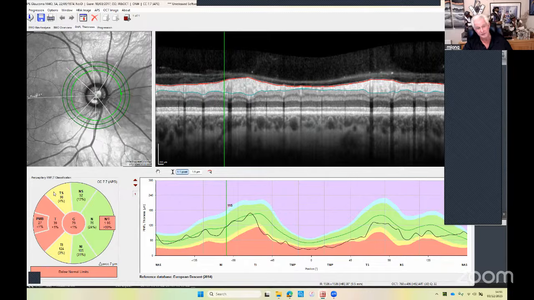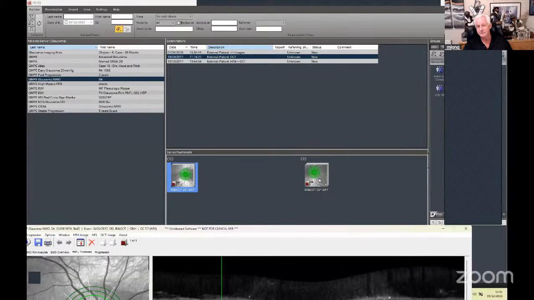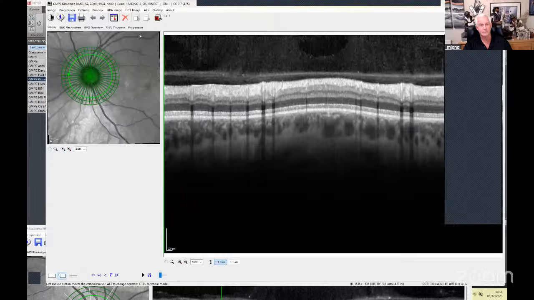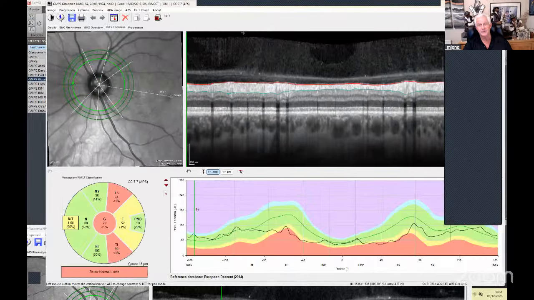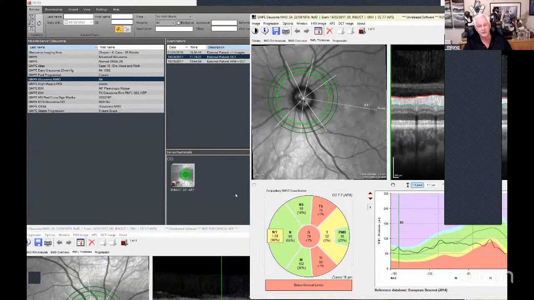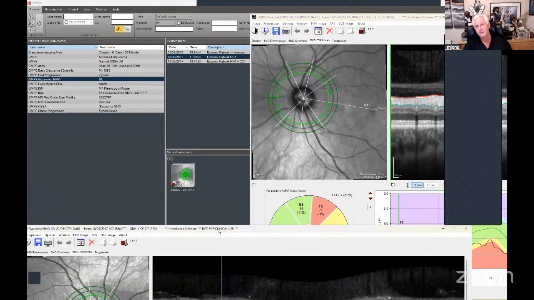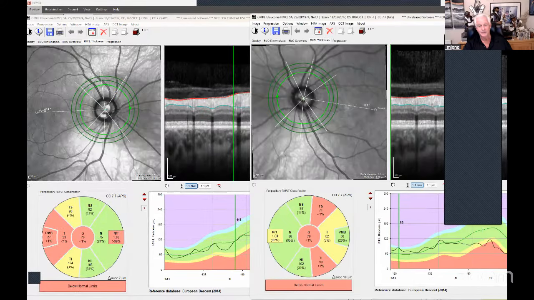So sure enough, he's got temporal loss of nerve fiber, and he's got outside normal limits papillomacular bundle, and he's got nasal temporal thinning. And in fact, if you look at both eyes together, there we go, you'll see we've got symmetrical bilateral temporal loss of nerve fiber. In the left eye, the papillomacular bundle is still at a normal level, but it's bilateral. And this is not something that we would expect with our glaucoma patients either.